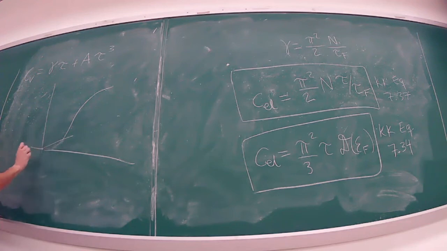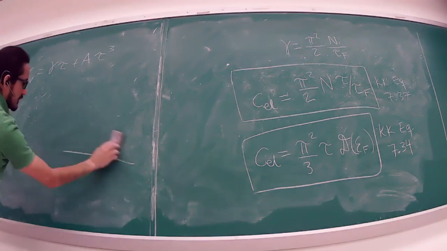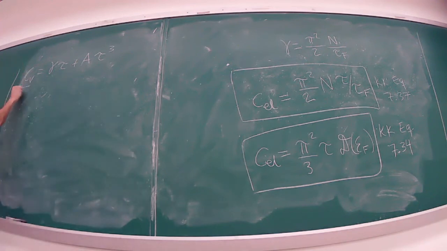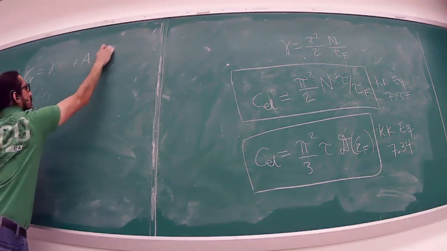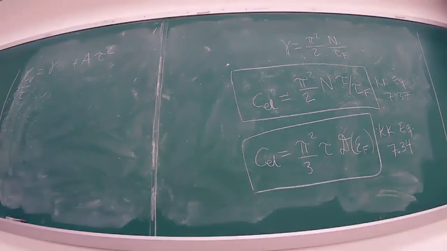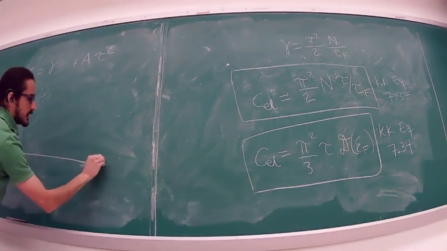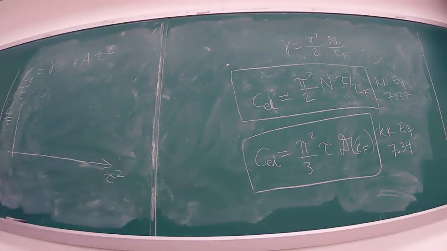The heat capacity is going to look, you know, you can measure these, of course. If you divide by tau, then we can get rid of this one. This one becomes squared. If you plot the heat capacity divided by the temperature, and you plot that against temperature square, then this is a linear equation. And the y-intercept is gamma.